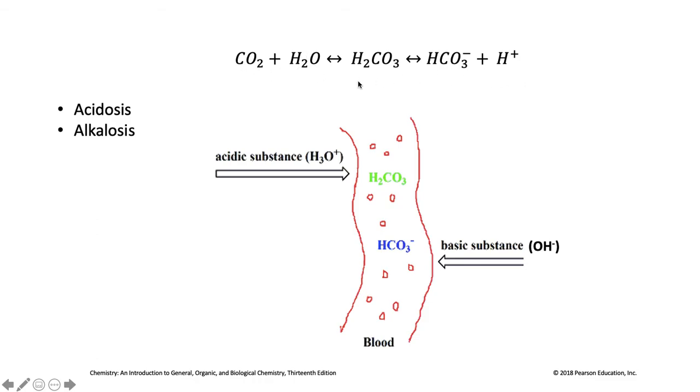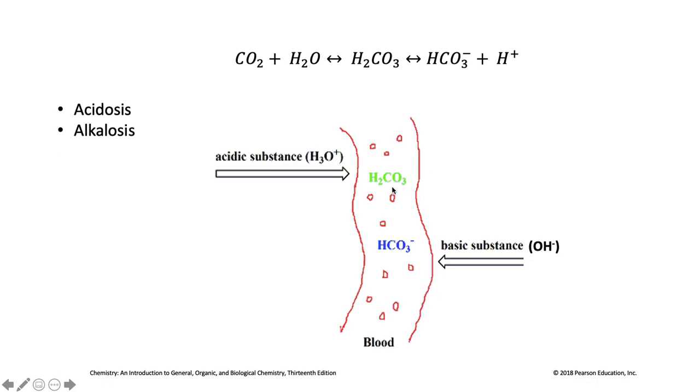The opposite is true when I have OH minus, right? OH minus is going to decrease the concentration of H2CO3 in the blood, which is going to shift this reaction towards making more H2CO3. So it's going to combine the CO2 and H2O to form H2CO3. There are two medical conditions that describe the pH in the blood that changes: acidosis and alkalosis.